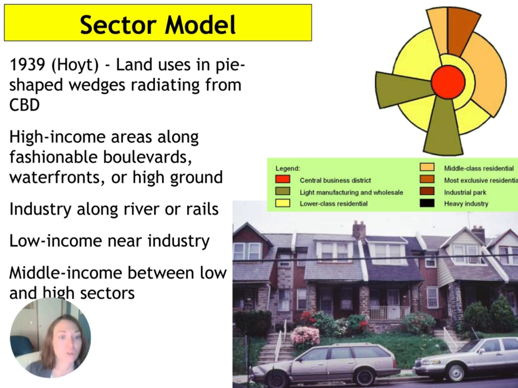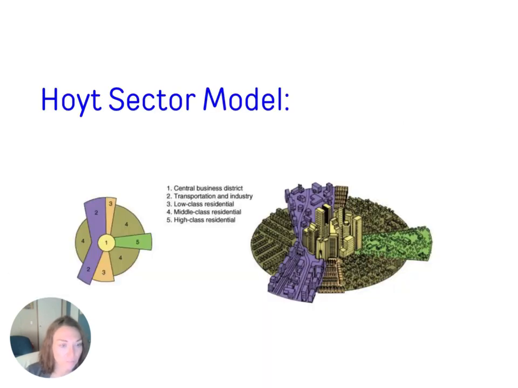The sector model is going to have wedges kind of radiating out of the central business district. And we're going to have the high income areas along the fashionable boulevards, waterfronts, high ground. Industry is going to be along like river or rails. Low income housing is going to be near industry, and the middle income will be kind of in between those two areas. So again, looking at this model here, we have transportation and industry.